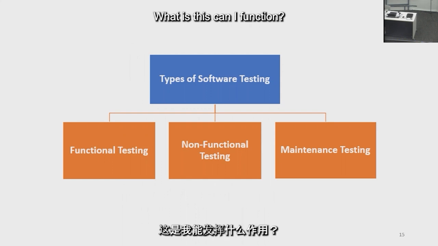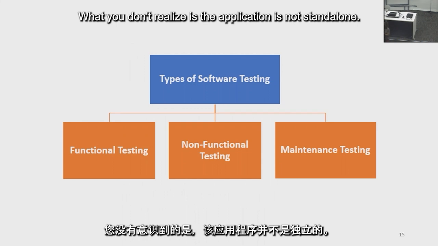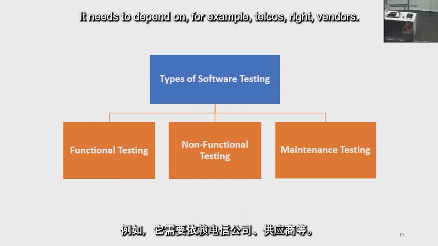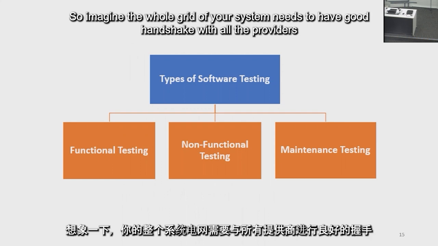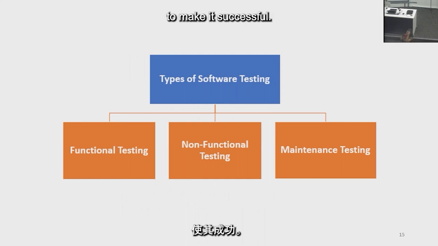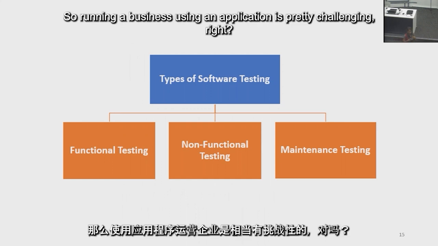What is this? Cannot even function. Why is it loading so slow? What you don't realize is the application is not standalone. It needs to depend on, for example, telcos, vendors. So imagine the whole grid of your system needs to have a good handshake with all the providers to make it successful. So running a business using an application is pretty challenging, all right?